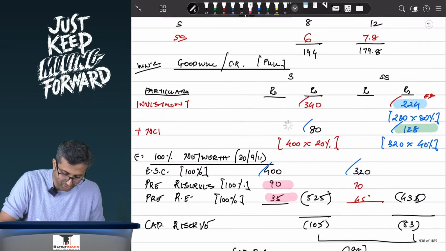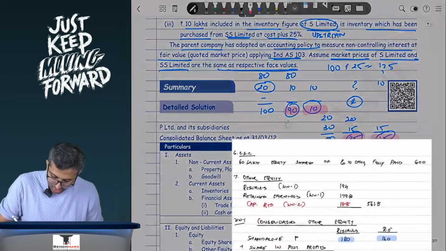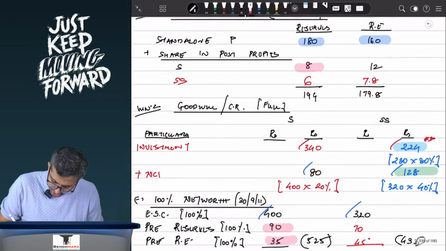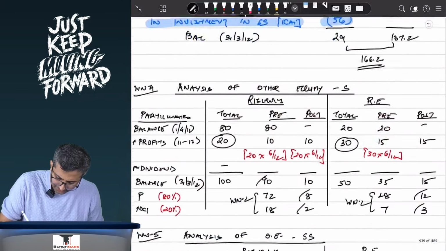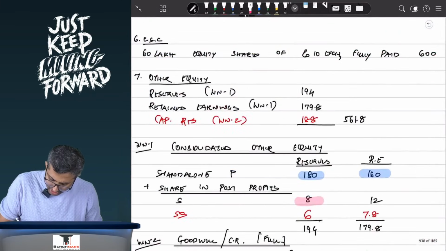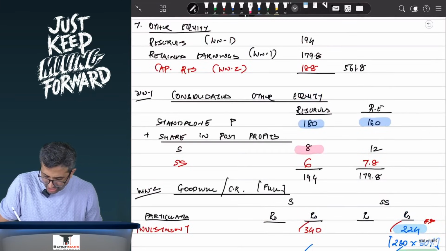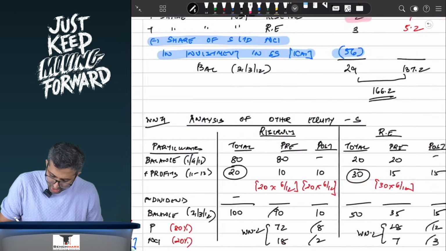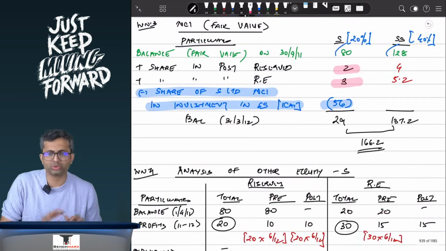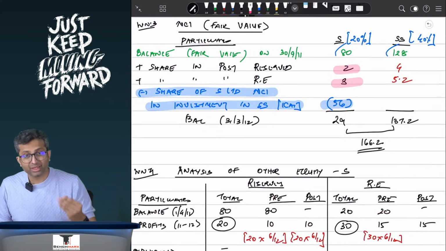And apart from that, when you look at this 10, 80-20, 8 rupees will come over here, 2 rupees will go to the NCI. Then there was 15 into 80%, I think will be 12 rupees will come over here, and the remaining 3 rupees will go to the NCI. And that's about it. The same working you will do for SS.